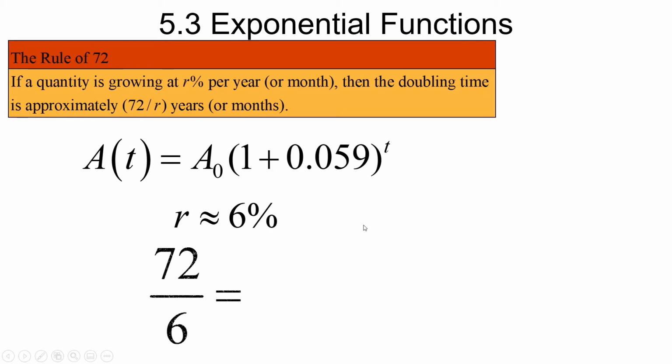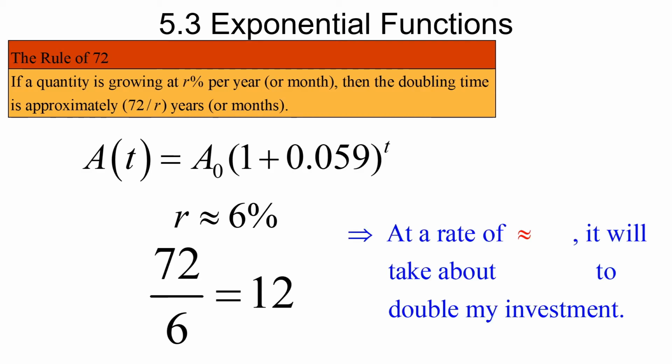So I'm going to go 72 divided by 6 equals 12. So guess what? If I'm making 6% interest, it's going to take approximately 12 years for my money to double. At a rate of 6%, it will take about 12 years to double my investment.